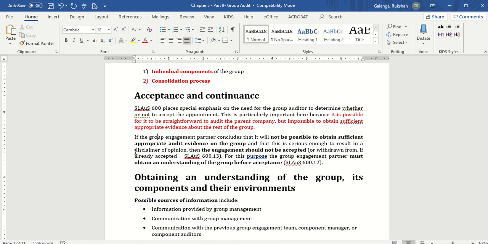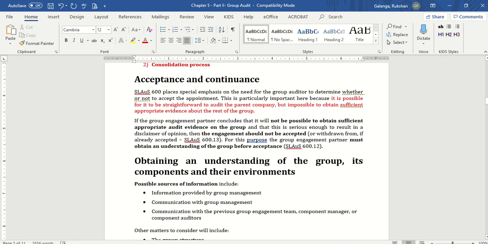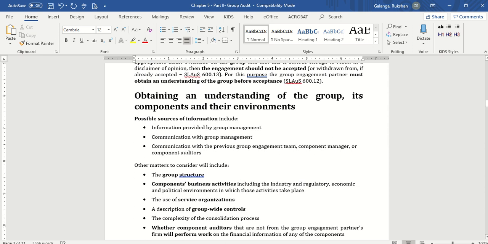If you can collect sufficient and appropriate audit evidence, just accept. Otherwise, don't accept this audit. That's what the acceptance part says. Now we have discussed this topic, obtaining an understanding of the entity, in the ISA 315 standard previously. Likewise, you should get it as the group auditor.